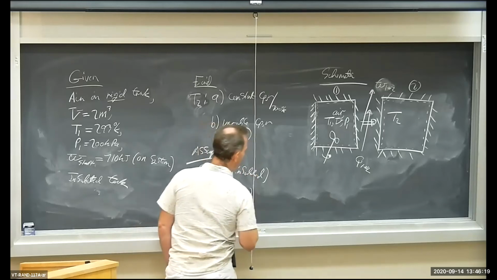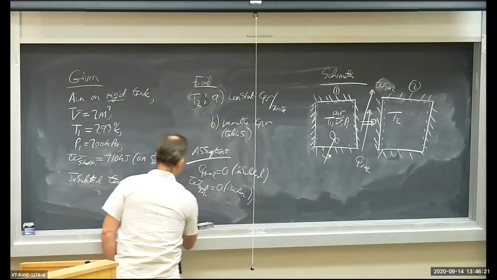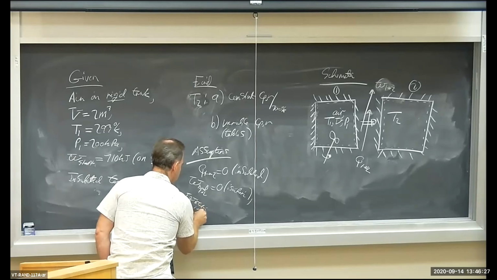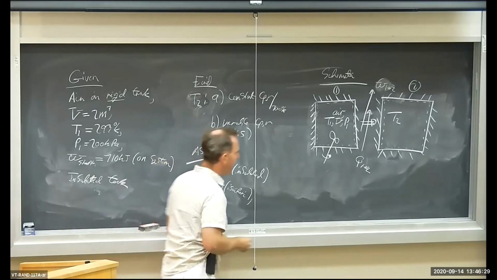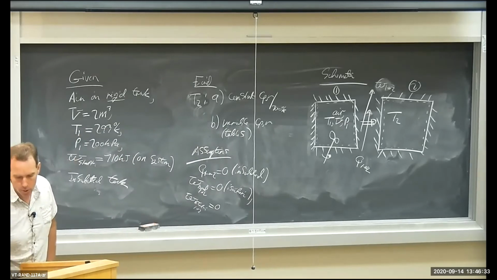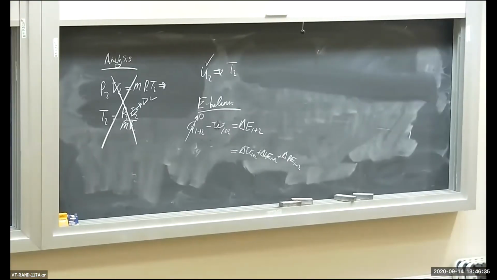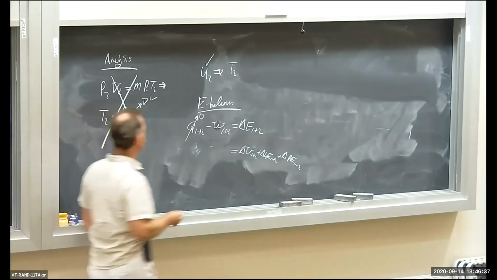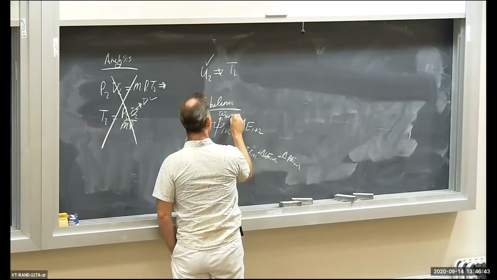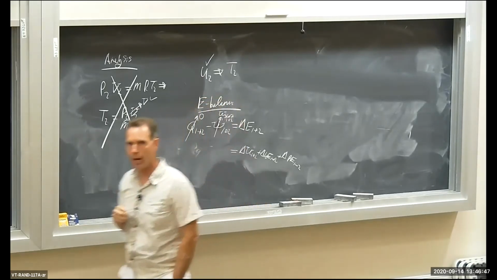And I don't see any wires in there, so I'm also going to write W electric 1 to 2 equals 0. Okay, no electric work, no boundary work. All that's left is shaft work. So this W 1 to 2 is actually W shaft 1 to 2.